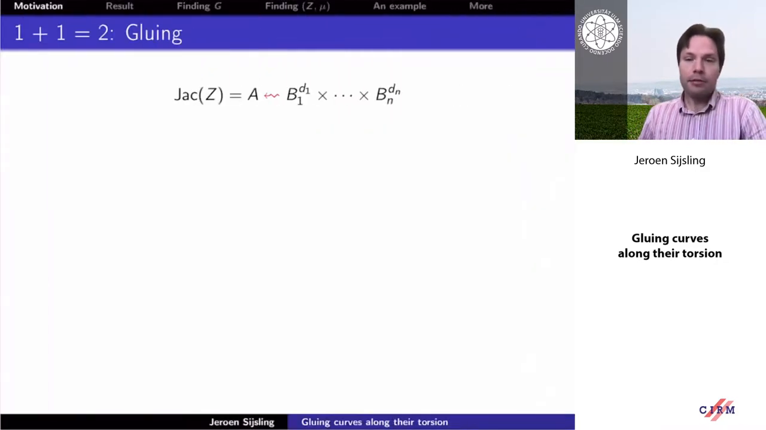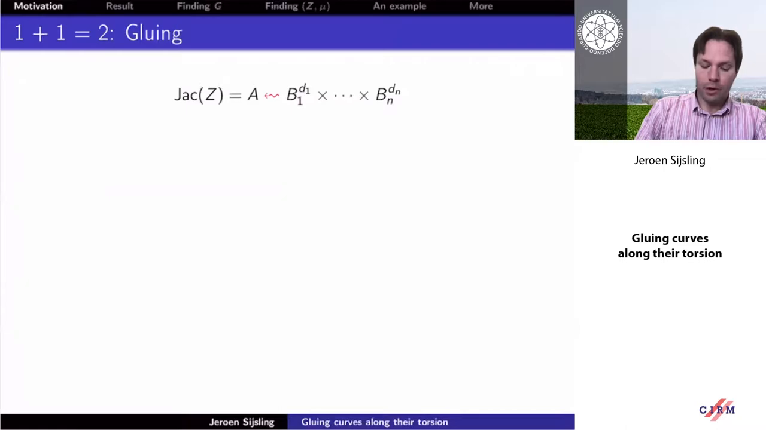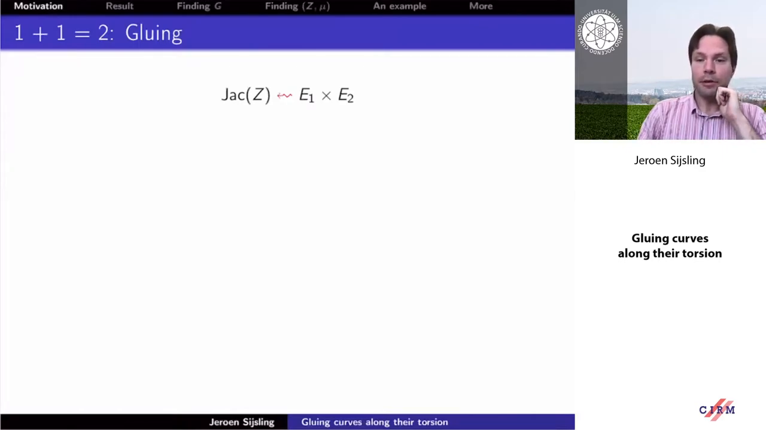Now, of course, you would also like to go the other direction. You would like to glue factors together. You can ask a question: given factors B_i and powers d_i, can I find the corresponding Jacobian or not? So you go the other direction. And this is the context for 1 plus 1 equals 2 at first, because let's do this for the simplest case. And that is the case where you have two elliptic curves, E1 and E2, and you want to see if this product here is isogenous to the Jacobian of a genus 2 curve.